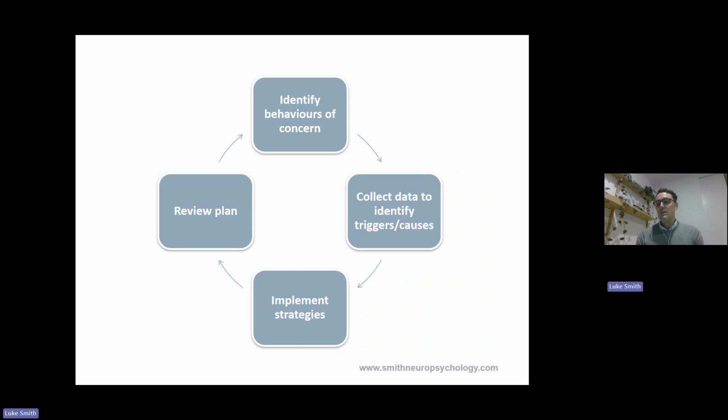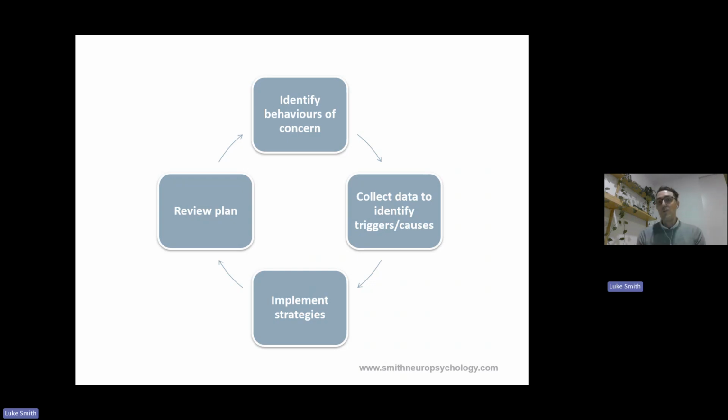These triggers, these causes, there is a wide range of them, and we don't really have time today to go through a lot of them, but there are different things that you can look out for, things like who's interacting with the person and how are they interacting with them. What sort of environments is the person in when they're experiencing these behaviours of concern?